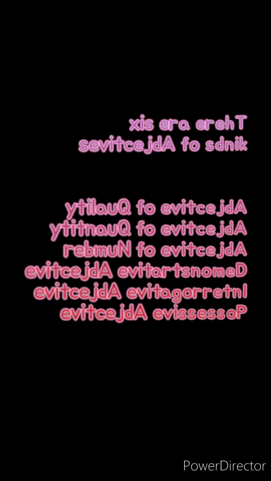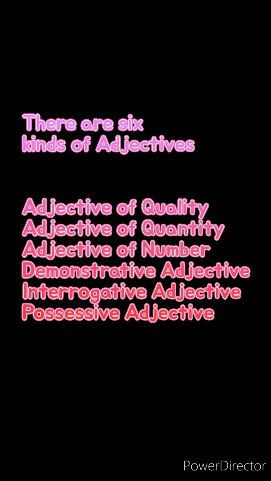There are 6 kinds of adjectives: adjective of quality, adjective of quantity, adjective of number, demonstrative adjective, interrogative adjective, possessive adjective.